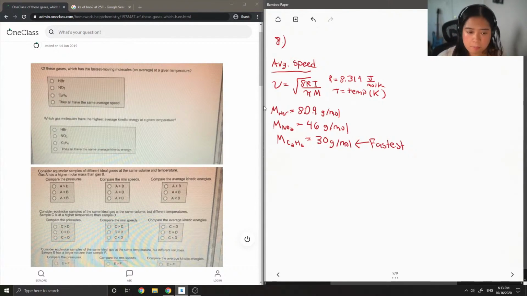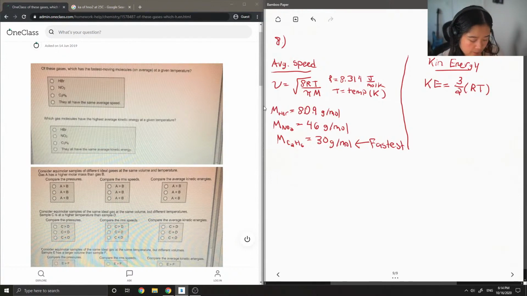And then next, they're asking about the highest average kinetic energy. Okay, so we can use this equation right here, where kinetic energy is equal to 3/2 multiplied by RT. So you can see that this is not dependent on molar mass. It's only really dependent on temperature. So therefore, they'll all have the same kinetic energy.